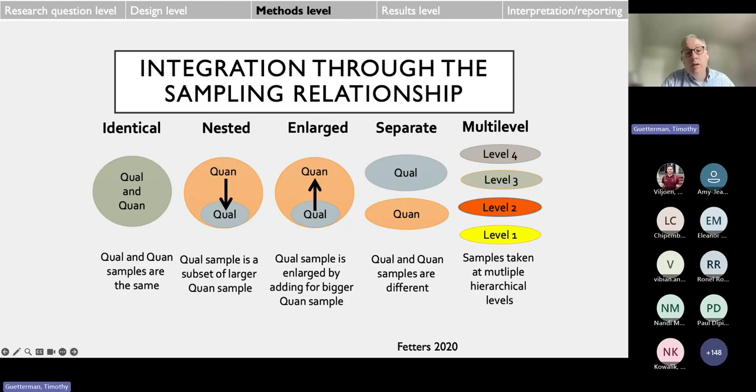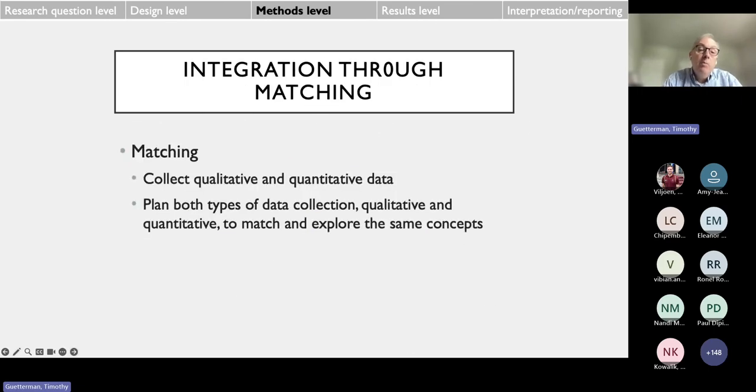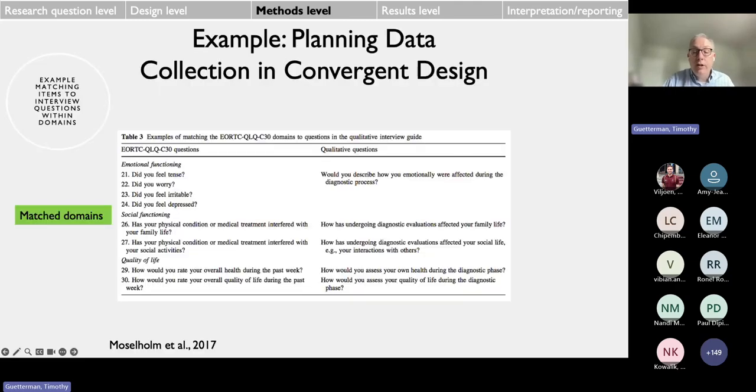So that's integration through the sampling relationship. Matching then is this idea that we want to plan ahead for integration by ensuring that we have similar concepts that we are collecting qualitatively and quantitatively. And again, it's a way to prepare for integration. So I'll share an example of this.